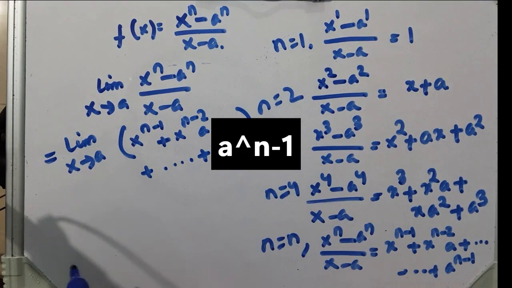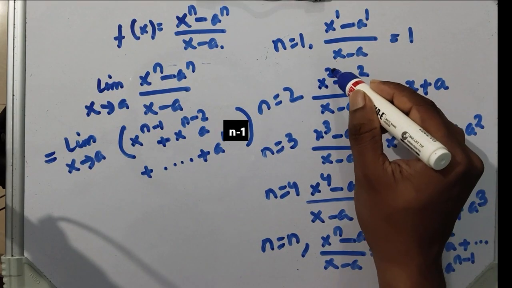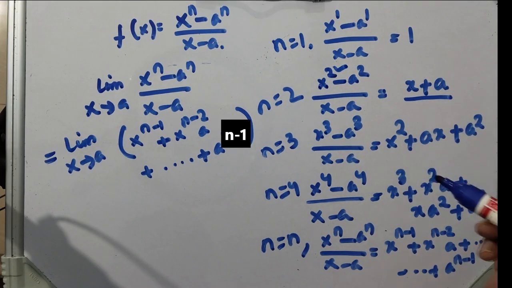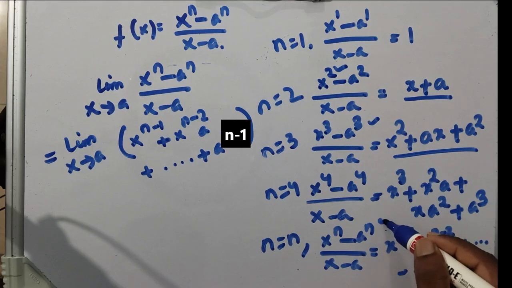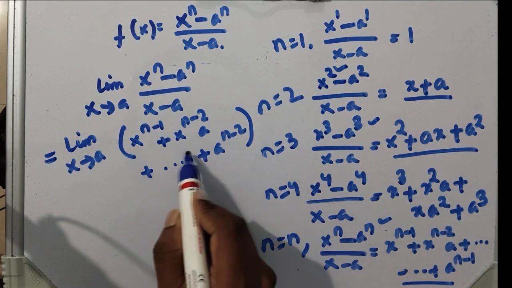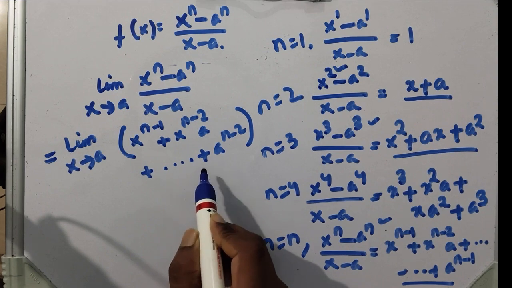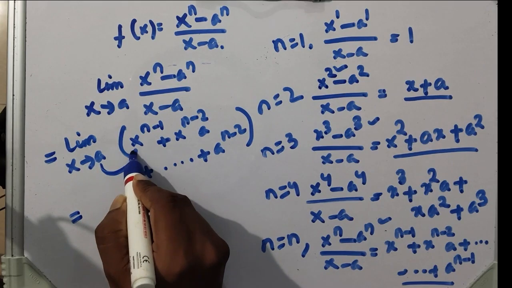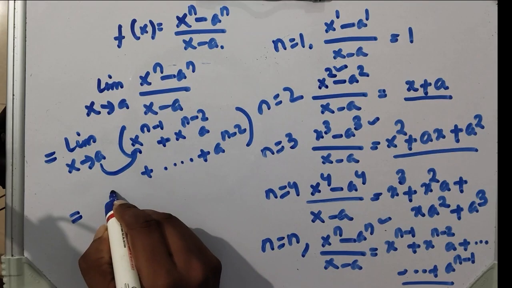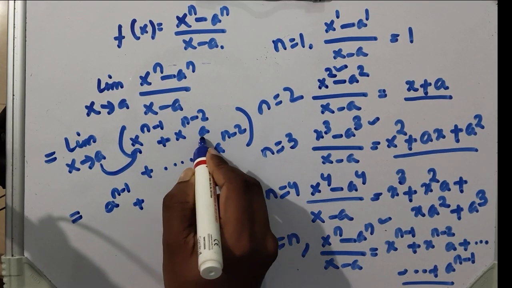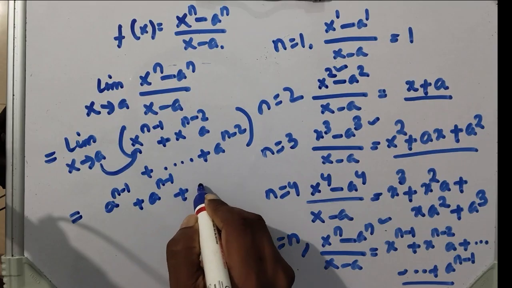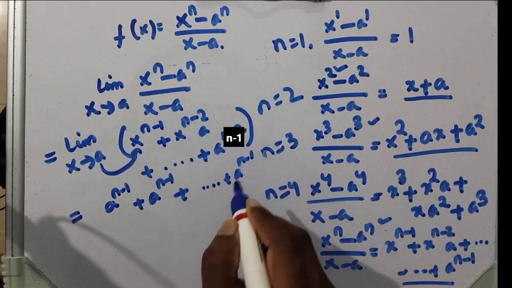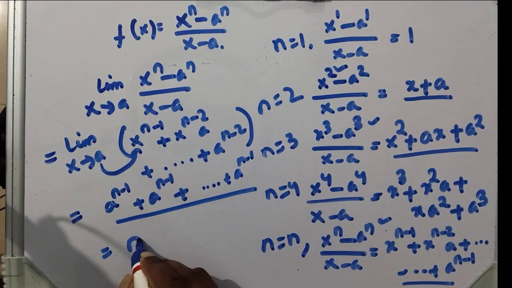Now when x becomes a, check how many terms there are. When the power is 2, the number of terms is 2. When the power is 3, the number of terms is 3. When the power is n, the number of terms is n. So here the number of terms is also n. When x tends to a, put the value of a in x. So it becomes a to the power n minus 1 plus a to the power n minus 1 plus dot dot dot plus a to the power n minus 1. So it becomes n times, and the answer becomes n into a to the power n minus 1. So this is the result.